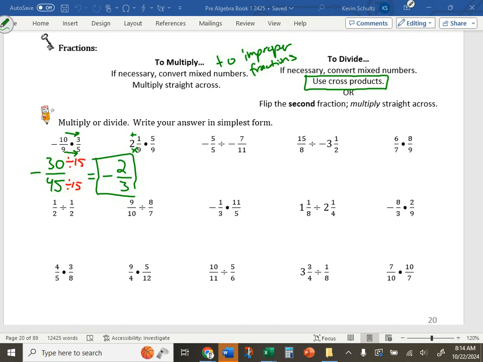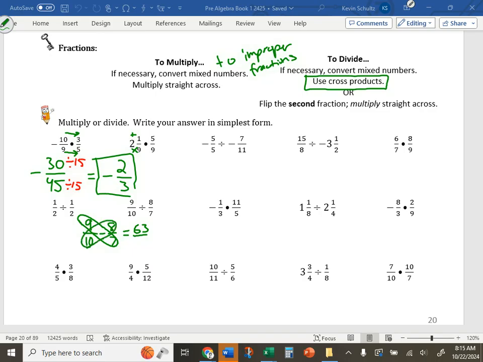But yeah, so the cross products method, you're starting with the 9. Actually, I'm going to rewrite this whole thing right over here. 9/10 divided by 8/7. You're starting with the 9 and the 7, and you are multiplying in a cross-like way. Not a cross, but a diagonal pattern. And that's going to give you 63. And you know that 63 goes in the numerator because that's where your first number was, that 9. The 9 was in the numerator, you multiplied by the 7, so you know that that product is going to be in the numerator of your answer. Then you'd multiply 10 times 8.